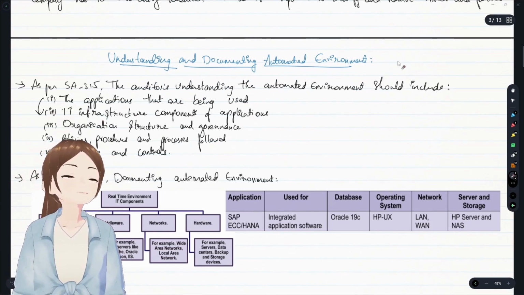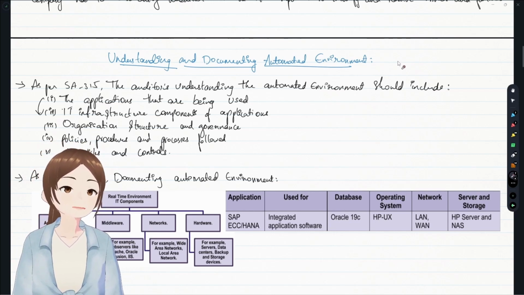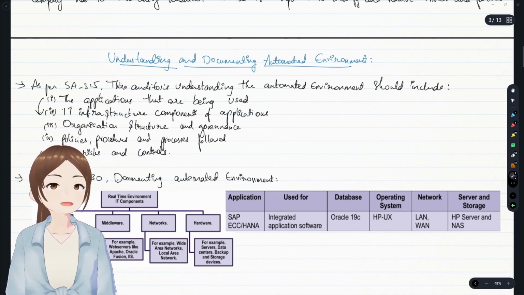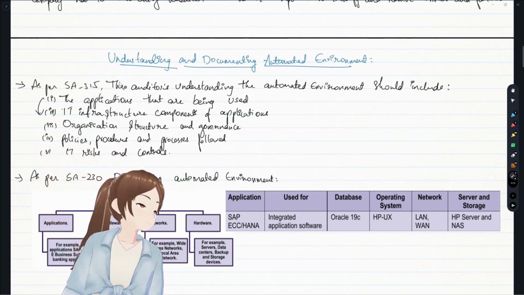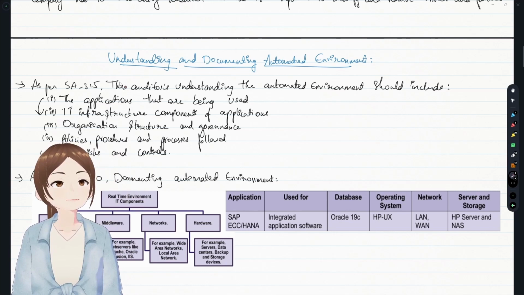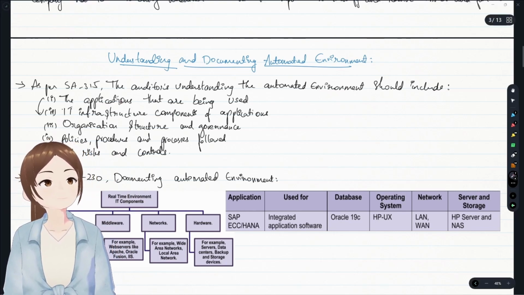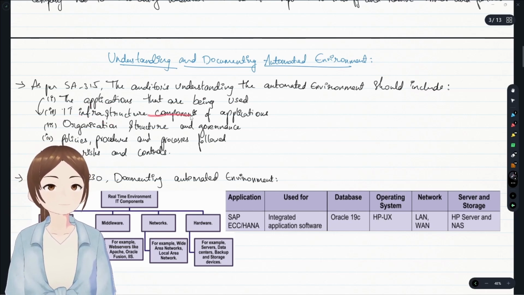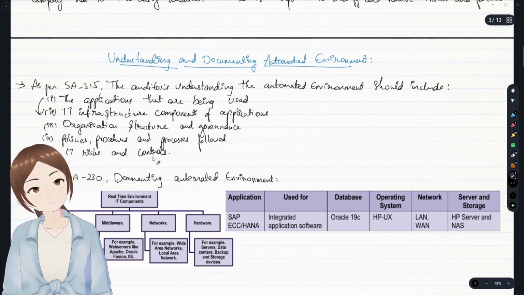Understanding and documenting the automated environment. The next chapter is, have you heard of similar things in the standards in the 300 series? We have to understand the business environment, including internal controls. SA 300 series: the auditor's understanding of the automated environment should include the applications being used, IT infrastructure, IT components, organization structure, policies, IT risks and controls.